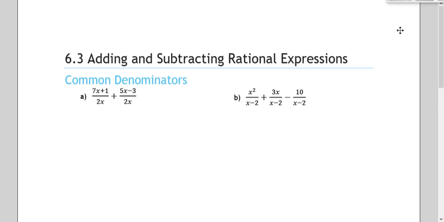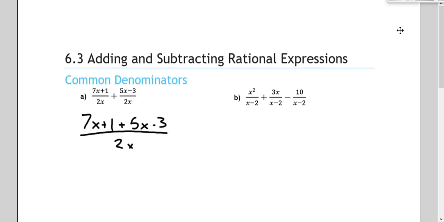Okay, so now we are on adding and subtracting rational expressions. Multiplying and dividing rational expressions is way easier than adding and subtracting them, unless we are in the situation that we have common denominators. So the nice thing is that when we have common denominators, and this is how I like to do it, I go 7x plus 1 plus 5x minus 3 all over 2x.